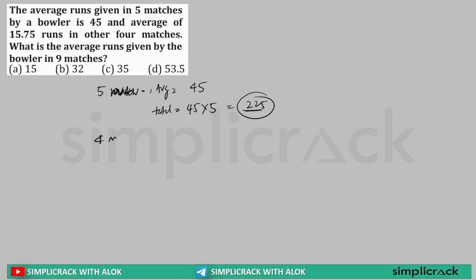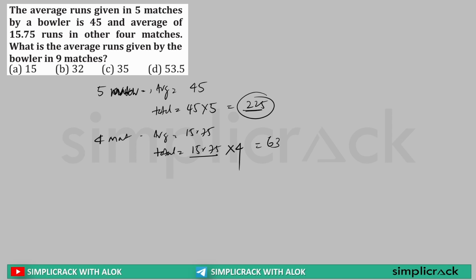So in 4 matches another average run was 15.75. So total run given is what? Sir, 15.75 into 4, because average multiplied by the number of observations will give us the total. 15 into 4 is equal to 60. 0.75 into 4 is 3. So this is 63. Clear? If you do the calculation, you will get it clear.